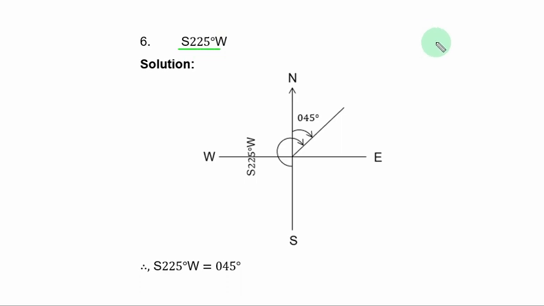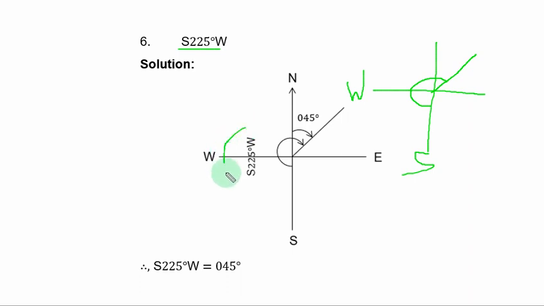Example 6, we have south 225 degrees west. You draw the four main cardinal directions. We are interested in between south and west. The movement will start from south through the west until you have 225 degrees. From the south pole to this point is 90, to this point is 180. You need extra 45 degrees from this quadrant for you to have 225 degrees, what you have here.